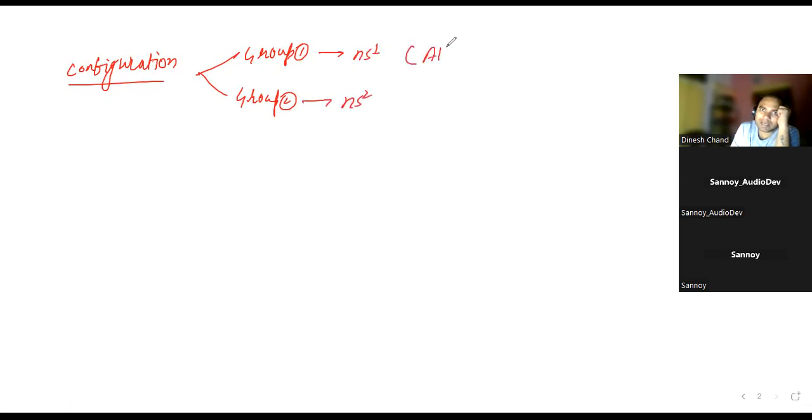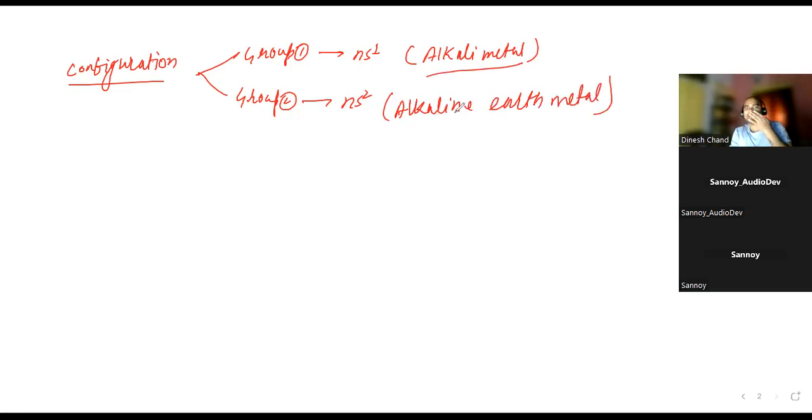They are called alkali metal. Why they are called alkali metal? And this is called alkaline earth metal. Why they are called alkaline earth metal? That we need to understand. One is the alkali metal and second is alkaline earth metal. That we have to understand the reason. Getting my point?